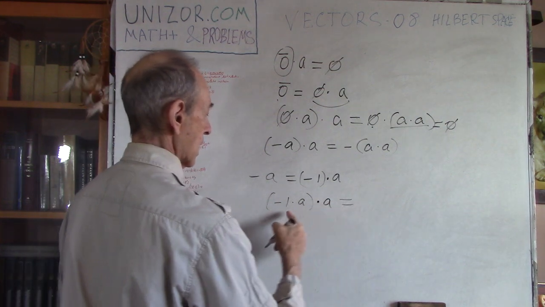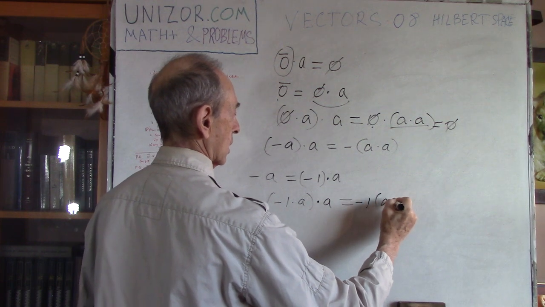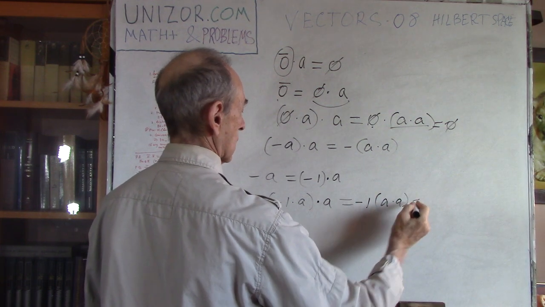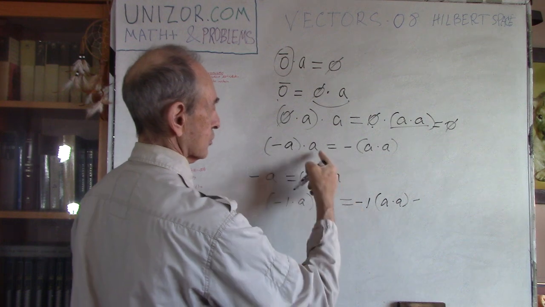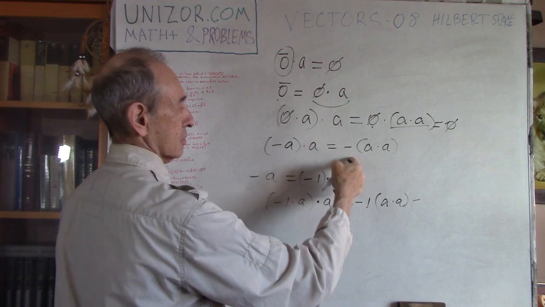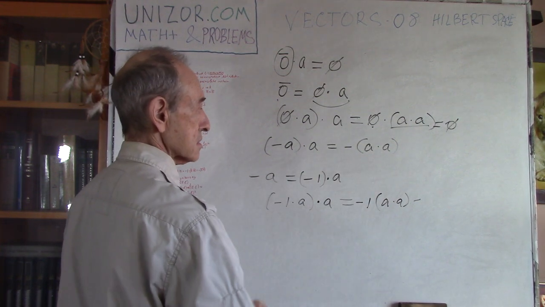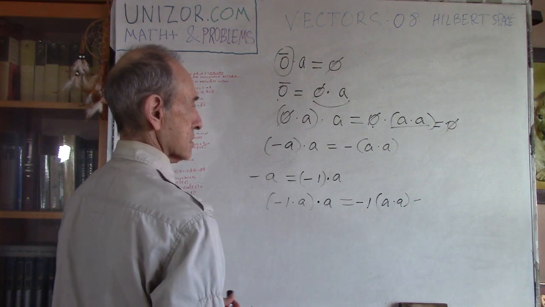So this is a multiplication of a vector by a number, and this is a scalar product. And that would be, again, I can take the proportionality minus 1 out, and that would be this, and that's exactly what's necessary to prove, because when you multiply something by minus 1, we can say that this is equal to minus 1. These are real numbers, this is real numbers, and this is real numbers.